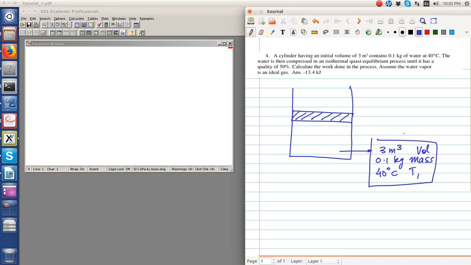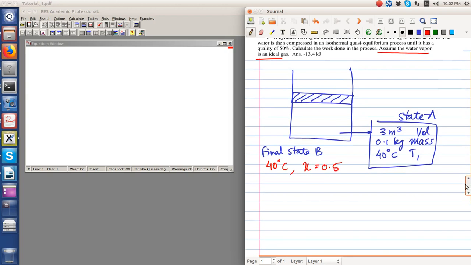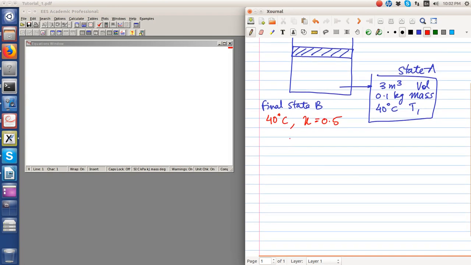as state A. The final state B is isothermal and a quality of 0.5. We have been asked to treat water as an ideal gas. So let us first see what the initial state is.